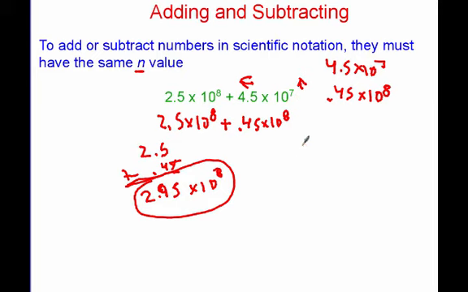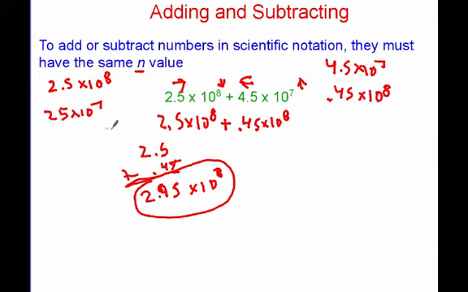Now I could have done this another way. I could have turned this 2.5 times 10 to the 8th into something times 10 to the 7th. 2.5 times 10 to the 8th is the same thing as 25 times 10 to the 7th. As the exponent goes down, the decimal point moves right.